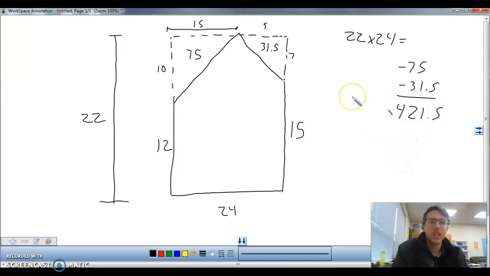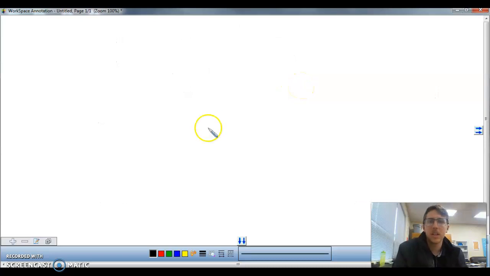So that's another option you can do. You can turn it into a rectangle that you know and take away what you don't have. All kinds of different options with these.